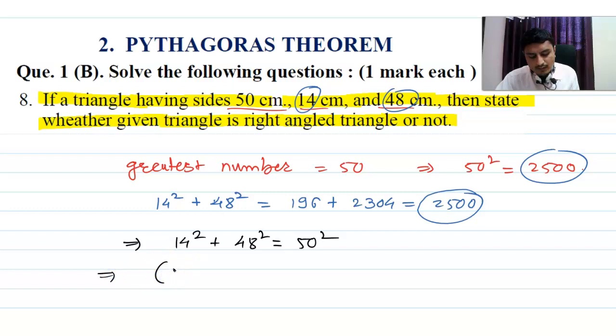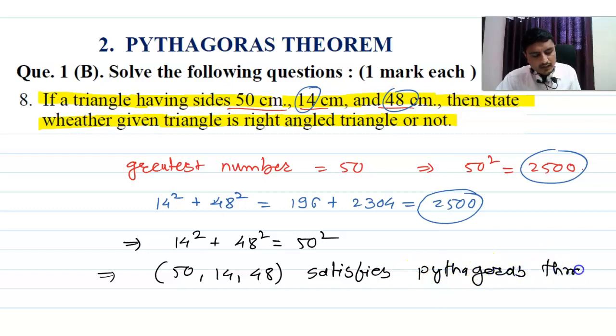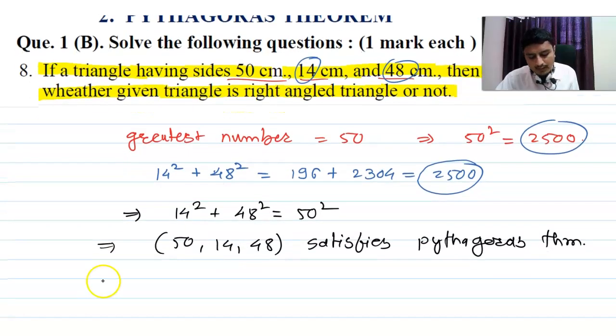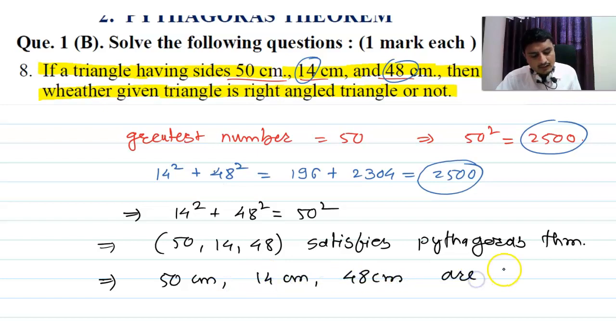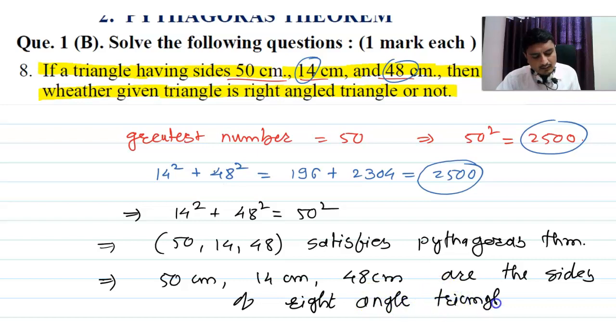So that implies the given three numbers, 50, 14, 48, satisfy Pythagoras theorem. That means the given three numbers are in Pythagorean triplet. So 50 centimeter, 14 centimeter and 48 centimeter are the sides of a right angle triangle. Hence we verified that the given three numbers are the sides of a right angle triangle.